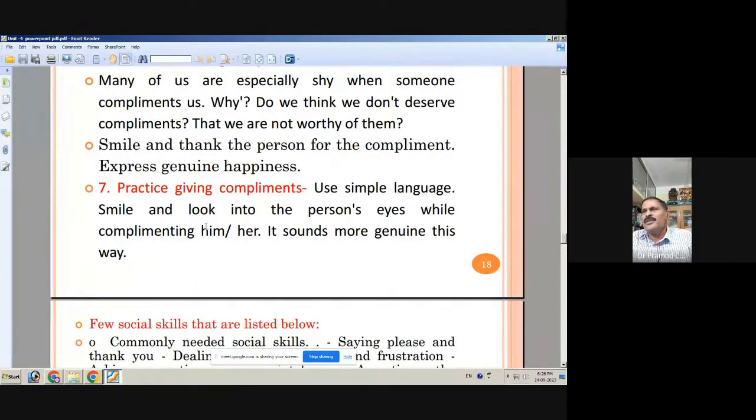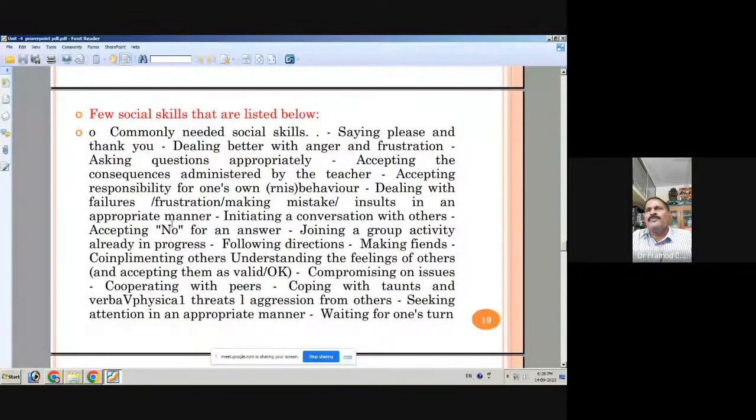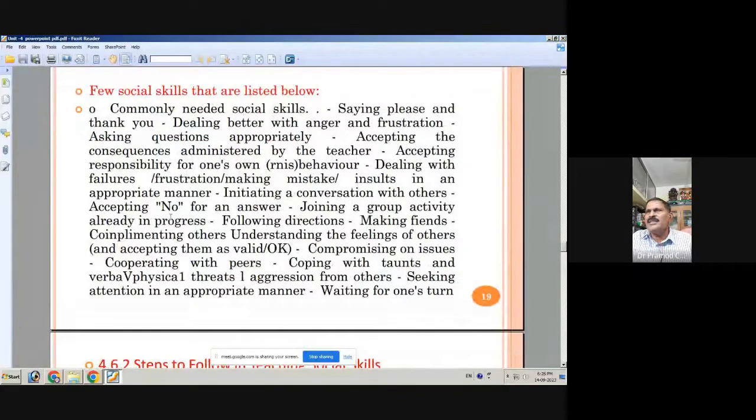Practice giving compliments. Use simple language, your simple smile. Look into the person's eyes while complimenting him. It sounds more genuine. If we smile, looking at the face, looking into the eyes of that person, then that person will get maximum satisfaction. So there are a few social skills which are listed, and we must read all these things. Commonly needed social skills are there. We must accept them.